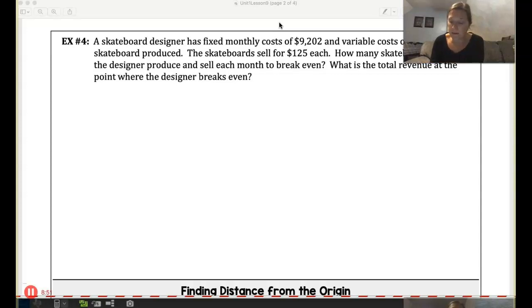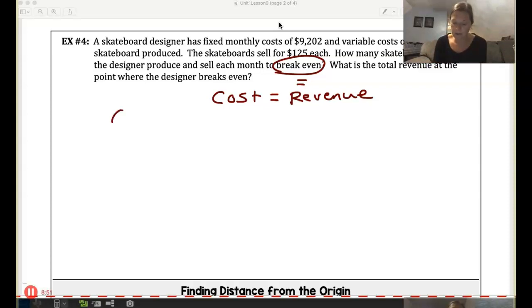So right away I see that break even means we're probably going to be setting something equal to each other. What are we going to be setting equal to each other? Well, the cost. We want to see when that equals out your sales, or your revenue, right? So when are those equal? Because that would be my break even point. So what would be our cost function? My cost function is a flat rate cost, our fixed monthly cost of $9,202, plus $18 for each skateboard produced.